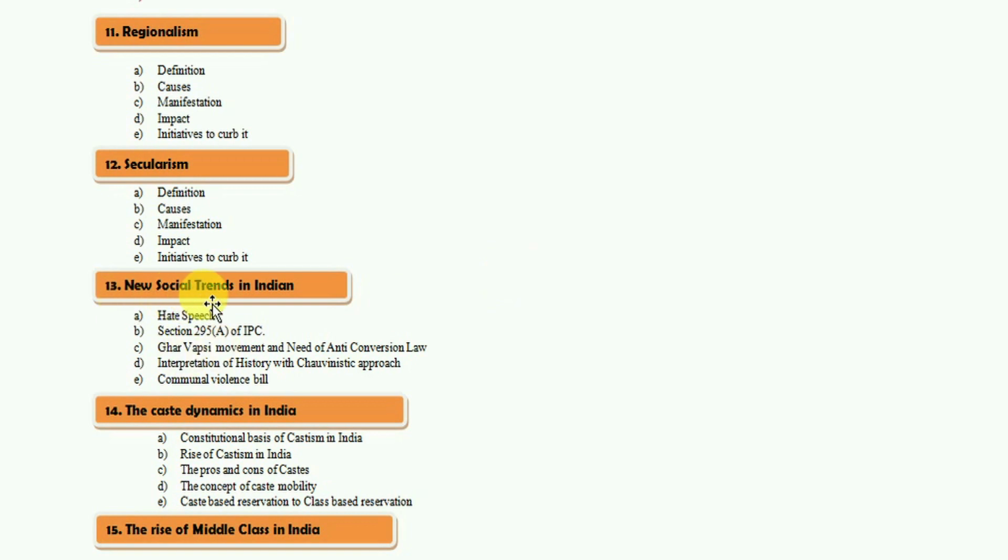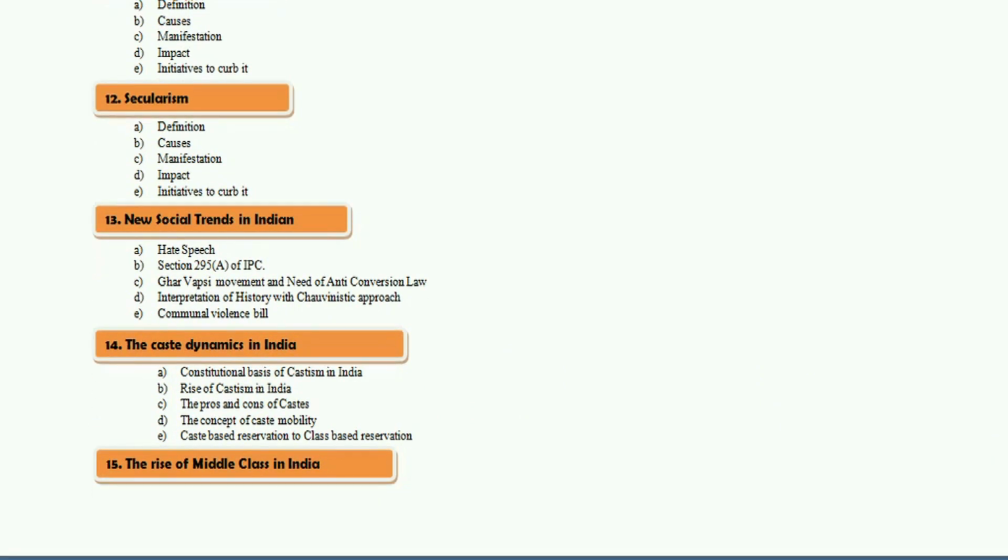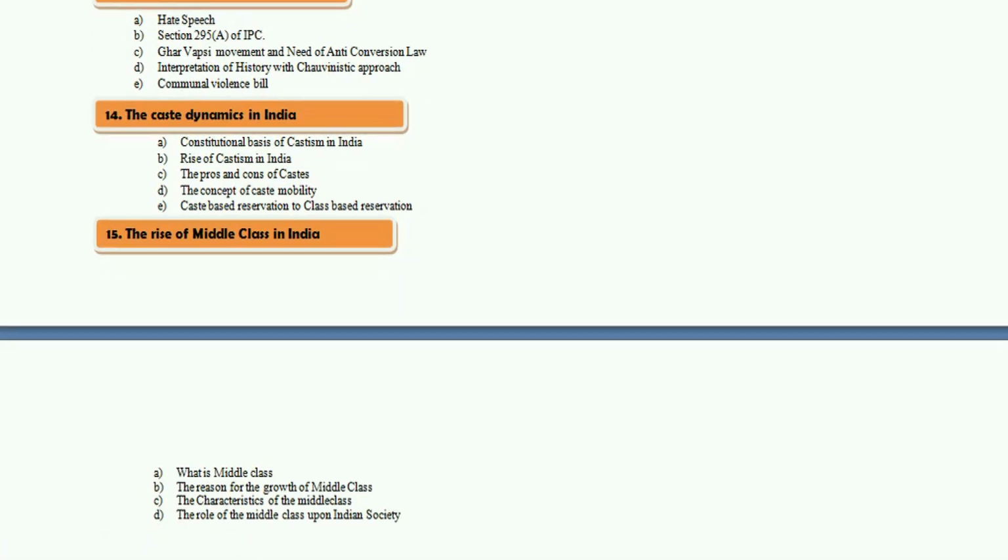Next chapter is the new social trends in India. Now see, at the present time, we are able to find a number of aspects in Indian society. For example, the prominence of hate speech. Besides that, the Ghar Wapasi movement and the need for an anti-conversion law. Then chauvinistic interpretation of history, glorifying the ancient period of India. Then the communal violence bill, etc. Besides that, we are supposed to also understand the caste dynamics in India.